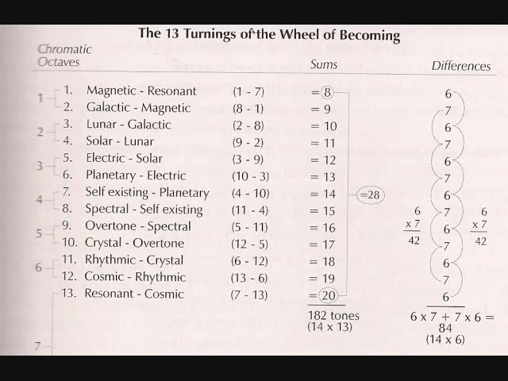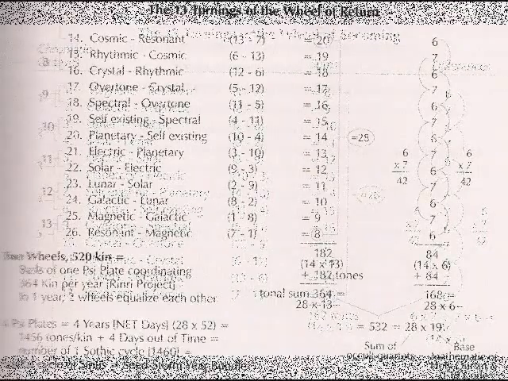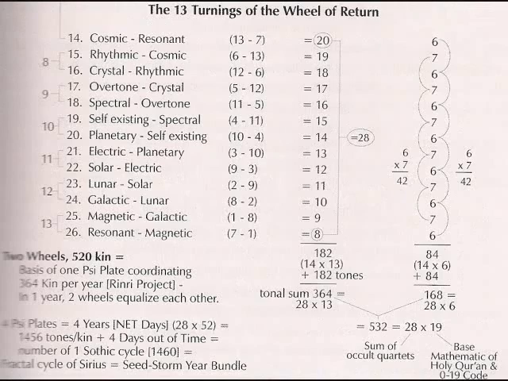13 chromatic octaves equals 26 harmonic runs. When the numbers of the first and last tones of the harmonic runs are added together, they equal 182, for each 260-day cycle, half of 364, 28 times 13. For each turning, the difference in the tones is either 6 or 7. So there are 7 sixes and 6 sevens.